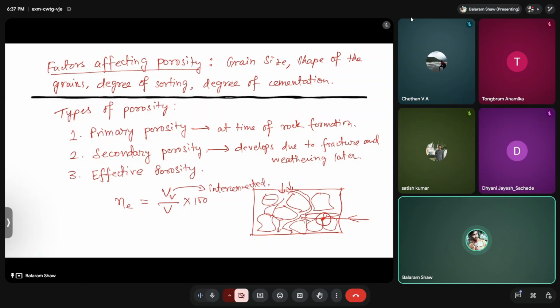So what is porosity? What does porosity give you physically? What is the physical meaning of porosity? The physical meaning is that porosity gives you a measure of how much water can be stored in that geological material.